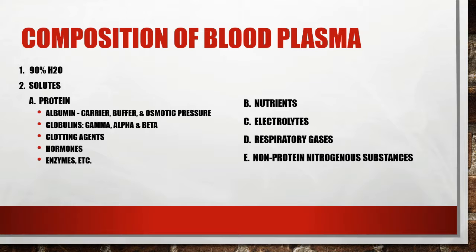The composition of blood plasma. Water makes 90% of the blood plasma. The solutes in the blood plasma contain proteins, which are albumins, globulins, clotting agents, hormones, and enzymes. The other solutes include nutrients, electrolytes, respiratory gases, and non-protein substances.